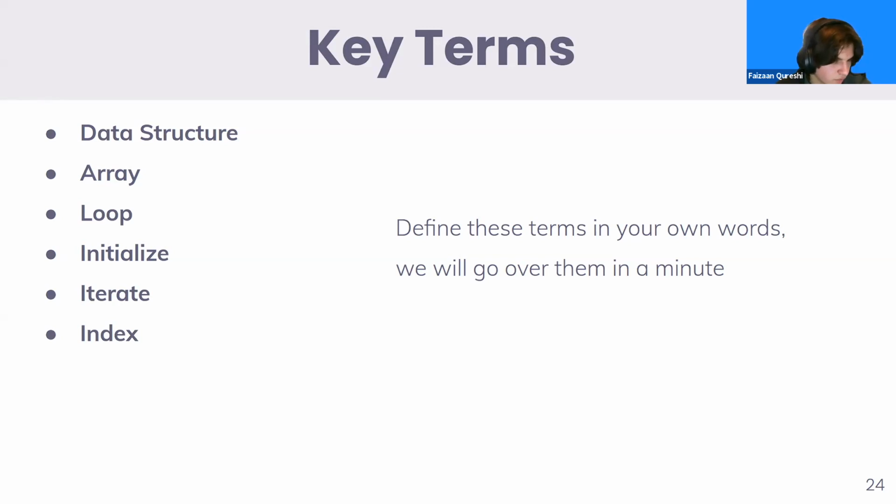And then our index means the location and position of an element in an array. Do you guys want me to go through that one more time? Does that make sense? I think you can move on to the next slide.